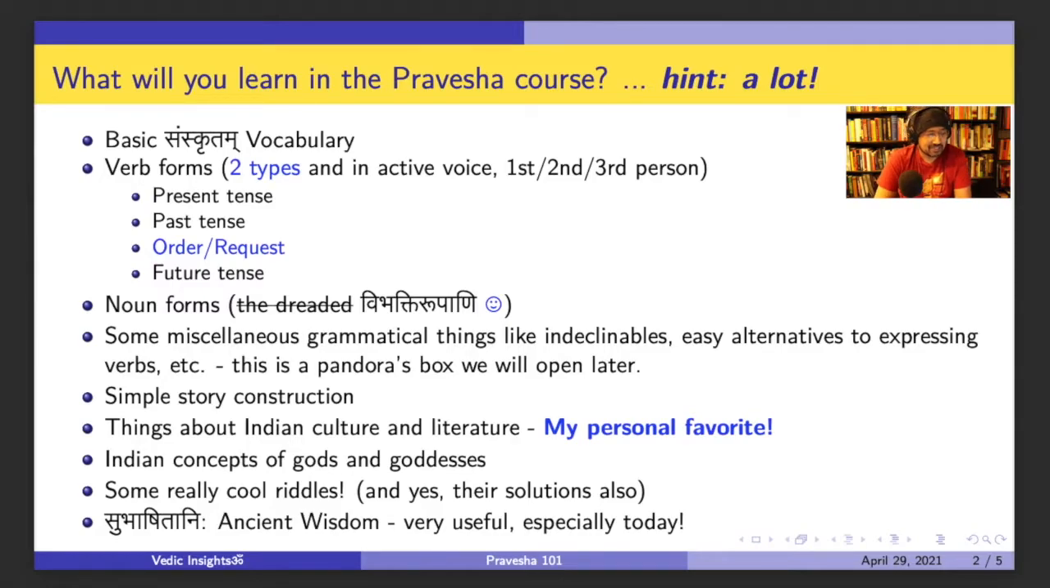And then my personal favorite is that there are a lot of things, surprisingly, about Indian culture and literature that are actually discussed even in the Pravesha book. I don't know what's available in Parichaya yet. When I start, I'll probably make a video on that. But it discusses everything from what the ancient texts are, what the Vedas are, what the Upanishads are, where they came from, and what the kavyas are, so what is the literature that's available.